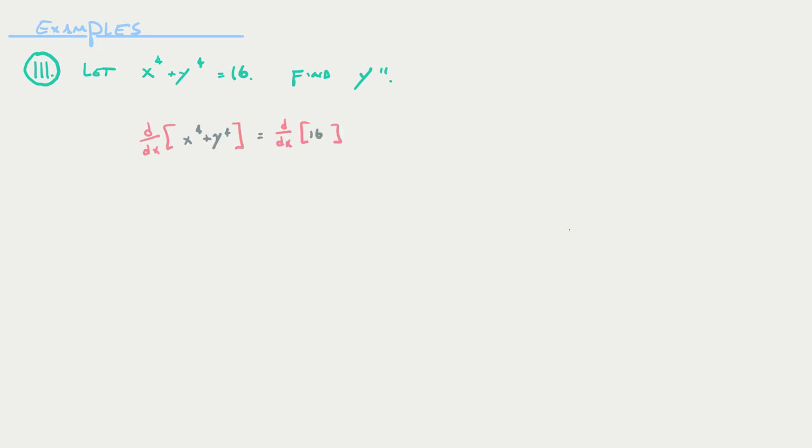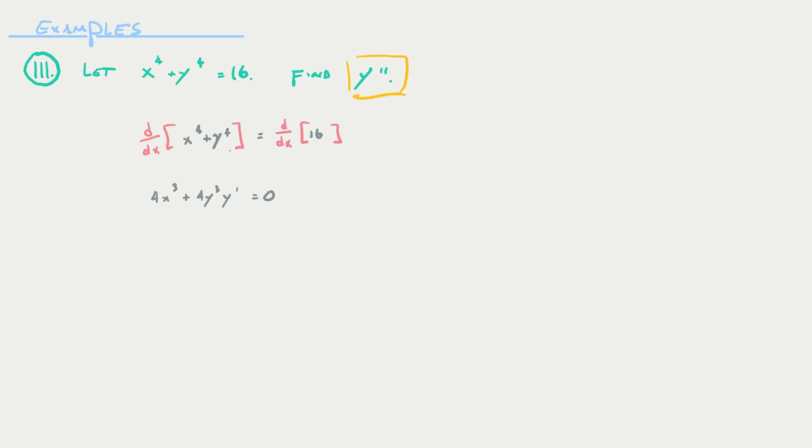Well, let's just start by differentiating with respect to x on the left and on the right. Nice thing is the derivative of 16 is just 0. On the left here, this is just power rule stuff. x to the fourth becomes 4x cubed. This is chain rule, right? That's implicit differentiation. So we got 4y cubed and then times the y prime.